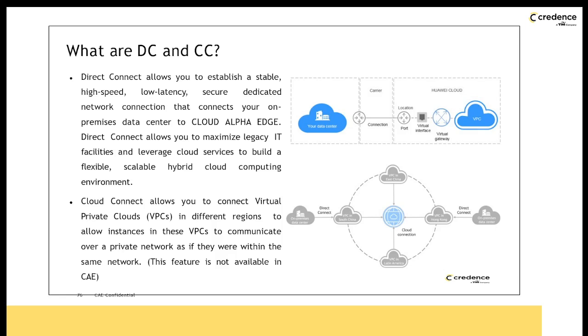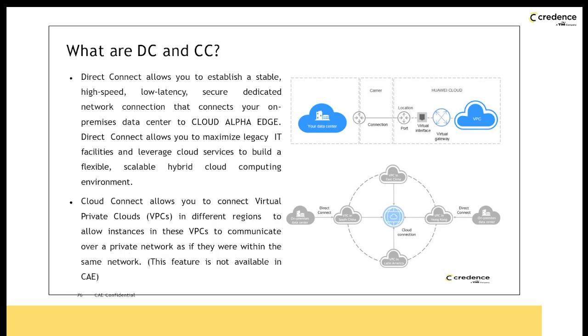So what is Direct Connect? It allows you to establish a stable, high speed, low latency, secure, dedicated network connection that connects your on-premises data center to the cloud. Direct Connect allows you to maximize legacy IT facilities and leverage cloud services to build a flexible, scalable hybrid cloud computing environment. Meanwhile, what about Cloud Connect? Cloud Connect allows you to connect virtual private clouds in different regions, to allow instances in these VPCs to communicate over a private network as if they are within the same network.